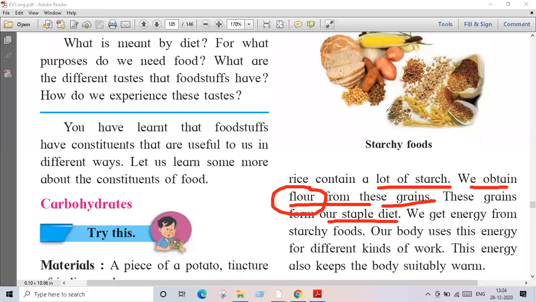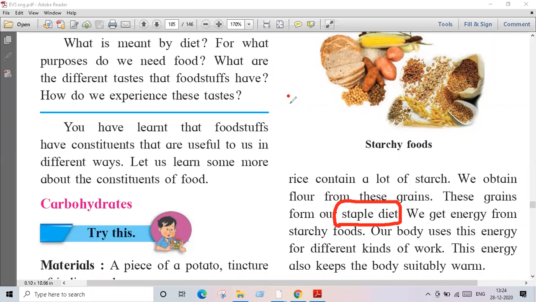हे आपलं staple diet. Staple means what? It is the main diet. आपल्या जेवणामध्ये तांदूळ म्हणतात ना, राईस, व्हीट. आपण जेवताना भात जास्त खातो, चपाती खातो, भाकर जास्त खात असतो. So that becomes our staple diet.